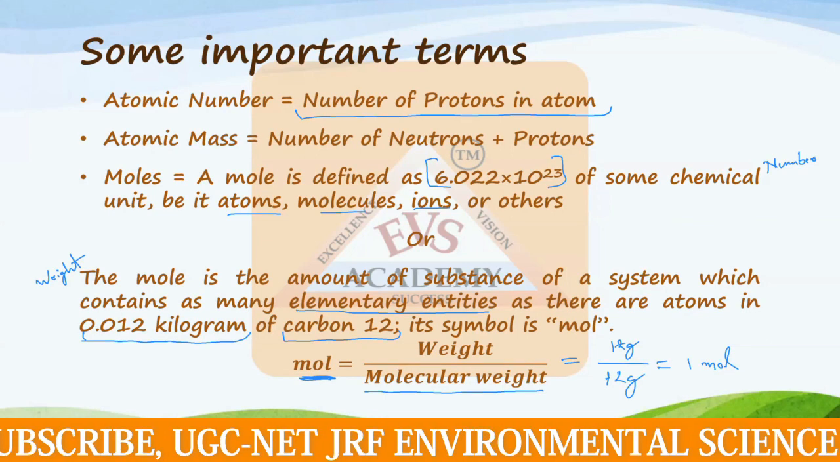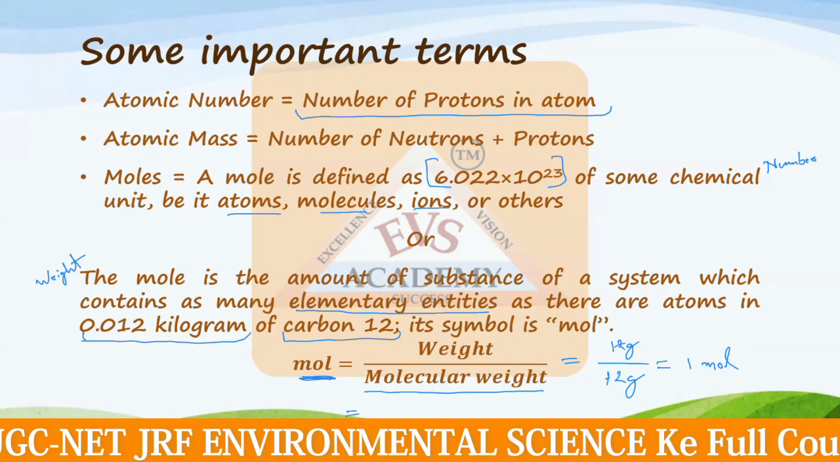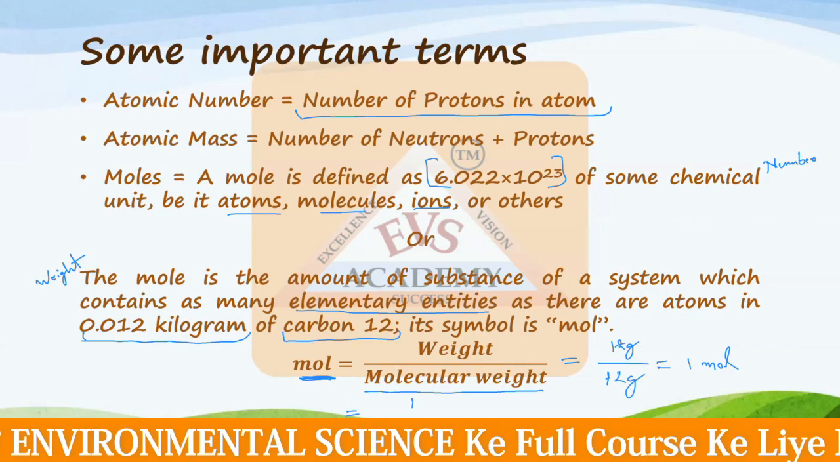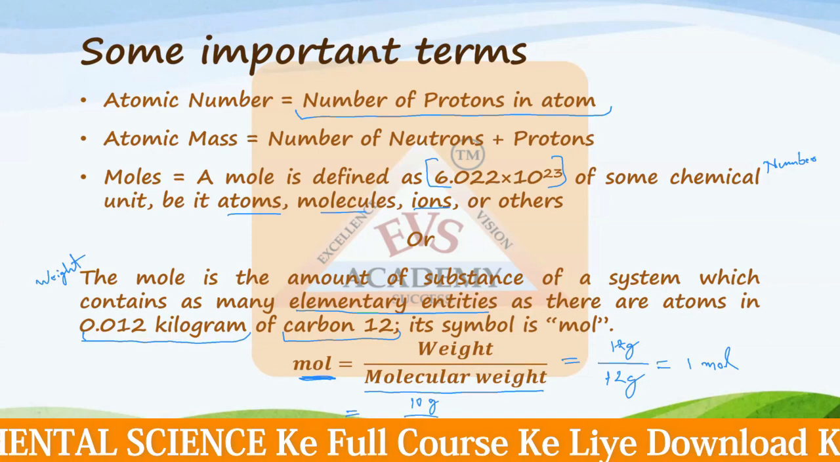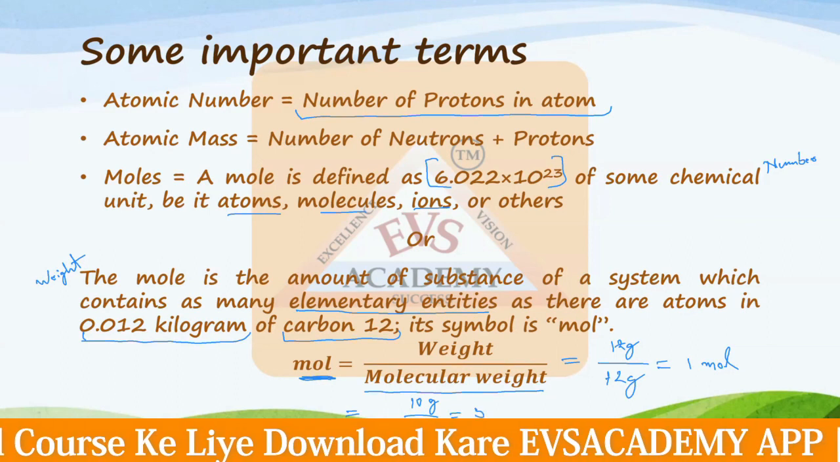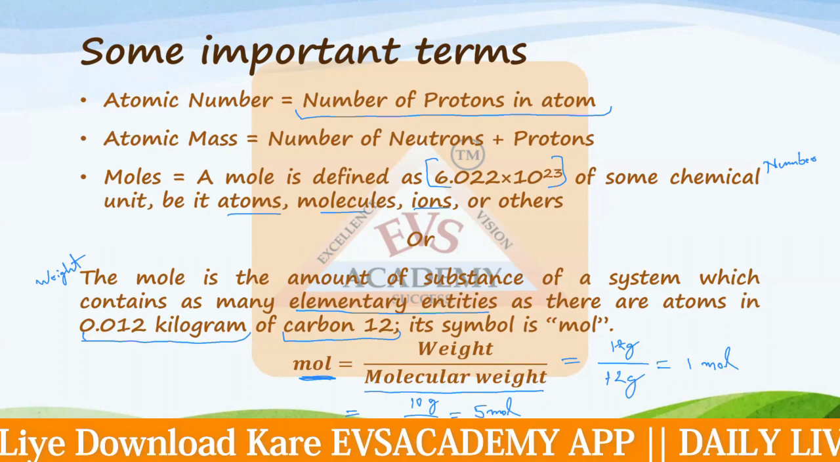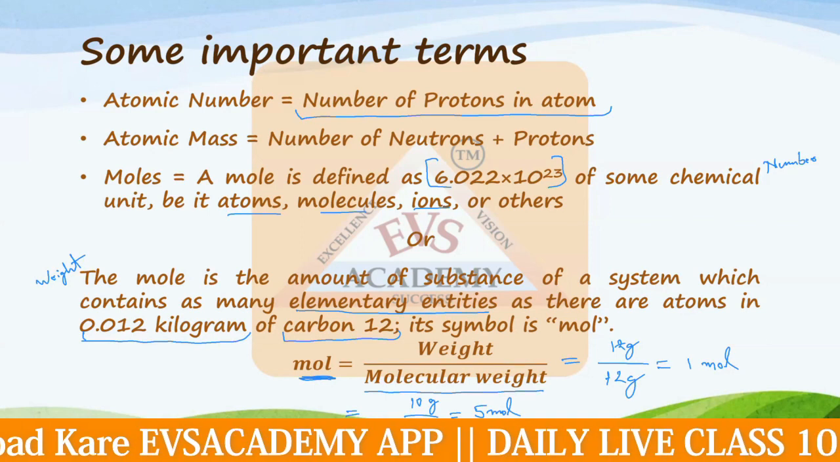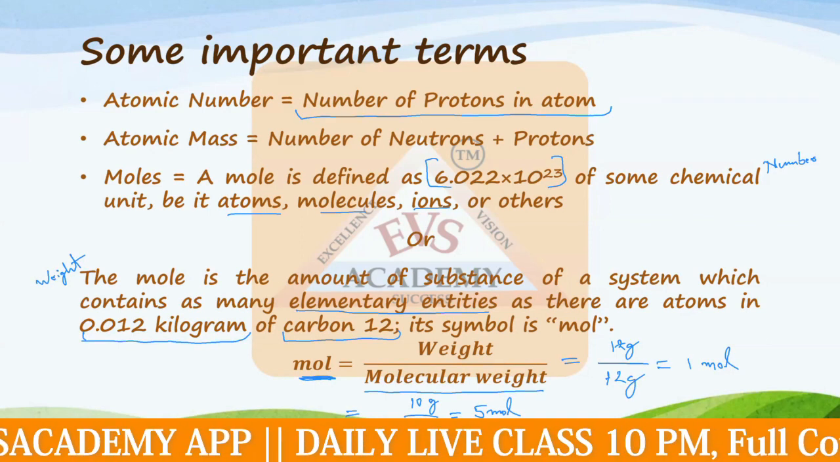For example, let's see, suppose you are having helium. You are having 10 gram of helium, and we know that the molecular weight of helium is 2. So 10 divided by 2 grams. So this would be equal to 5 moles of helium. So this is how you can calculate the number of moles for any particular element.